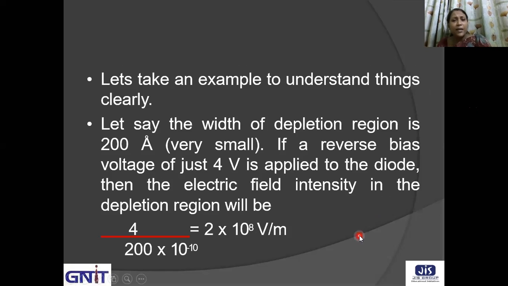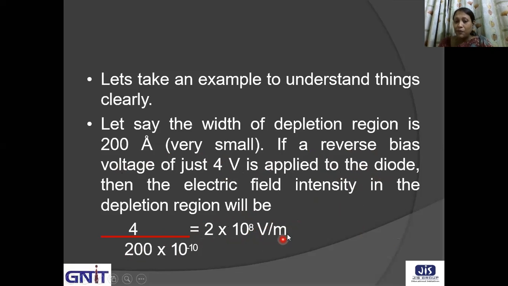Now, let's take an example to understand this clearly. Let's say the width of the depletion region is 200 angstrom, very small. Angstrom means 10 to the power minus 10 meter. If a reverse bias voltage of just 4 volt is applied to the diode, then the electric field intensity would be 4 by 200 into 10 to the power minus 10, that is roughly 2 into 10 to the power 8 volt per meter.